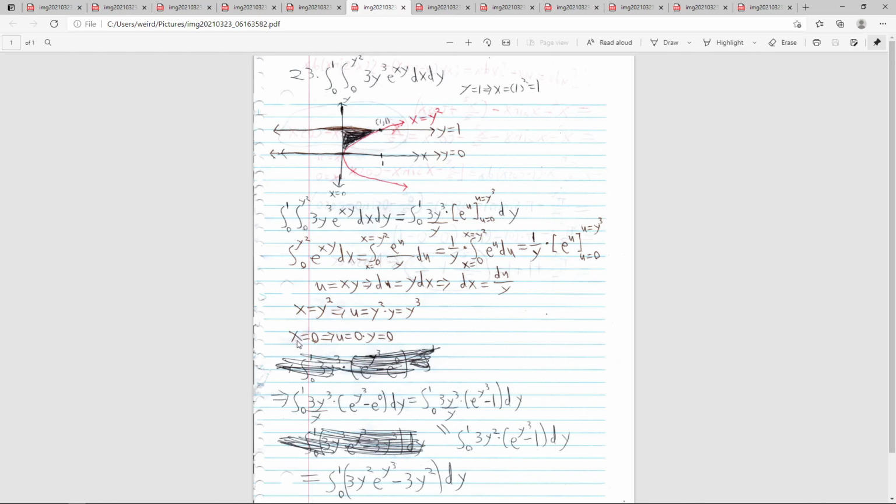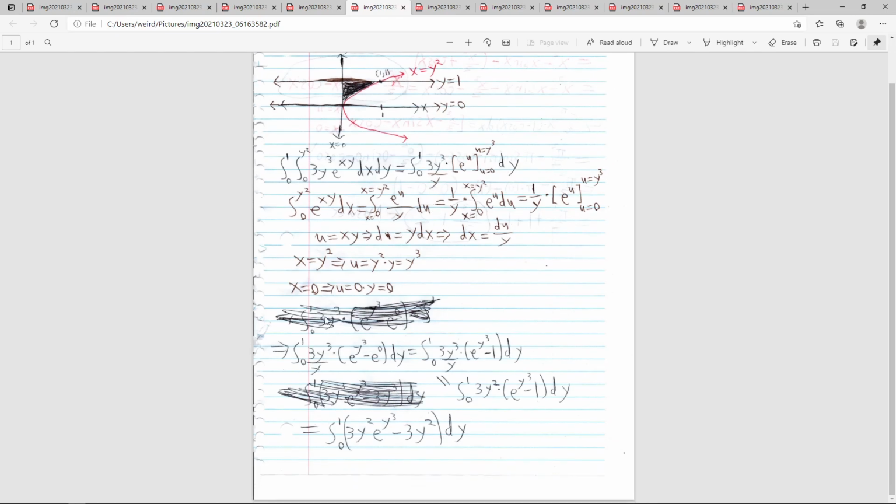And the limits changed around. The point is that we get it eventually, so it's u equals y cubed and u equals 0 for your limits. e to the u. It's 3y cubed divided by y, and it's dy. So in the end, we start going further with this.